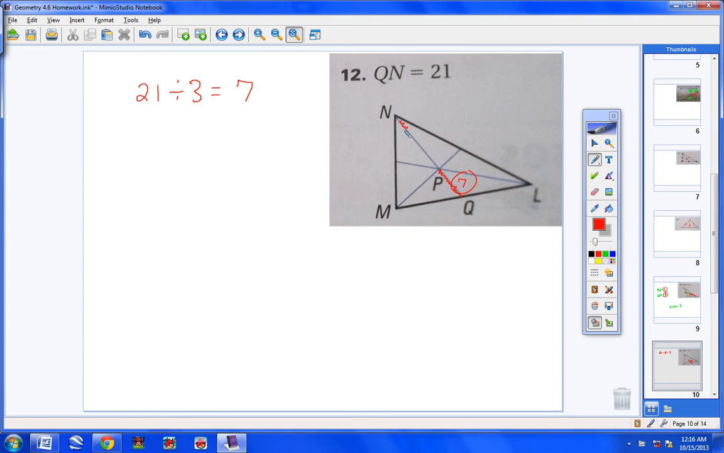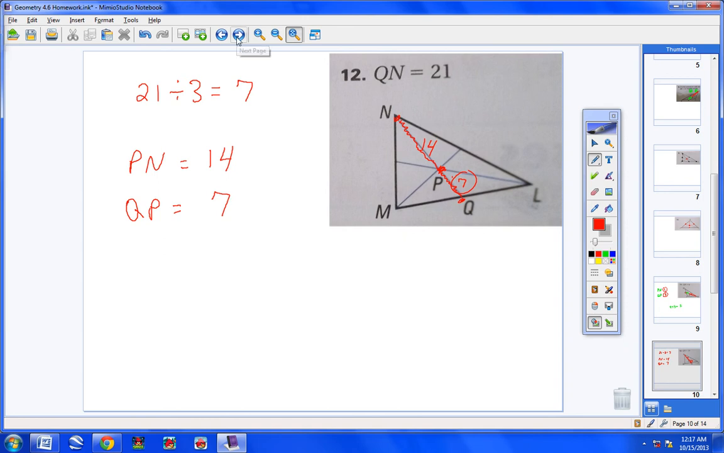And then, of course, N going down to P, that's the longer part of the median, and that's always going to be twice as big as the shorter part. So if PQ is 7, then NP is going to be 14. Now let's go ahead and answer the two questions. They want to know PN and QP. So let's take a look at PN first of all. Well, look, here's P running to N, so PN is obviously going to have a length of 14, and then QP right here, Q to P, is obviously going to have a length of 7. Okay? All right, let's continue on.